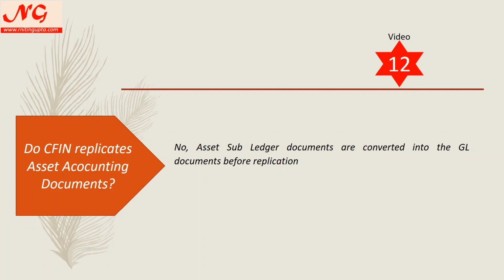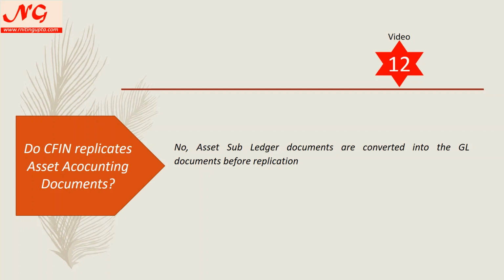Now you will say, okay, if a lot of my documents are not replicated, which also impact P&L from a depreciation perspective, and asset accounting heavily impacts the balance sheet of the organization, then how is my reporting correct in CFIN? The answer to that is that it does not replicate the sub-ledger document, but it replicates the same documents in the form of GL.